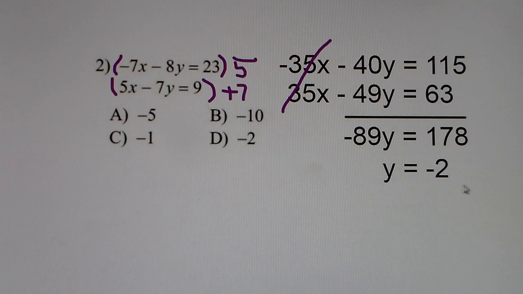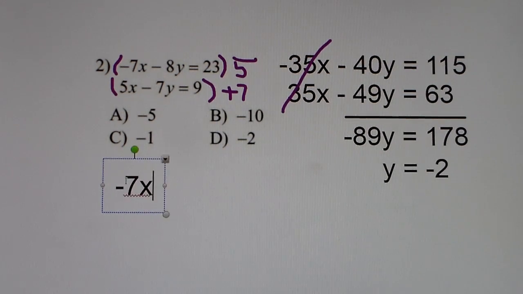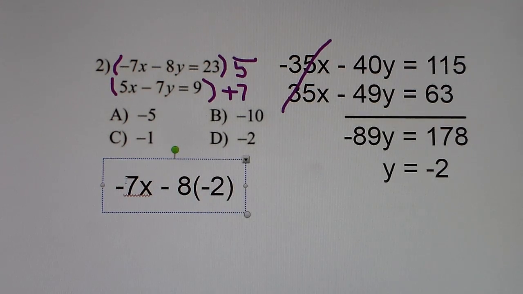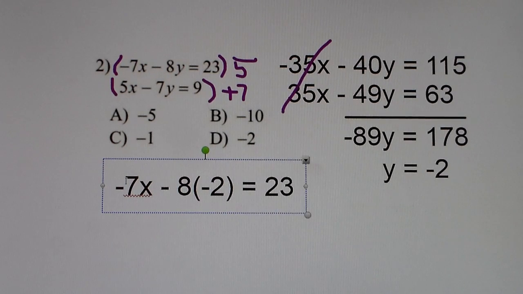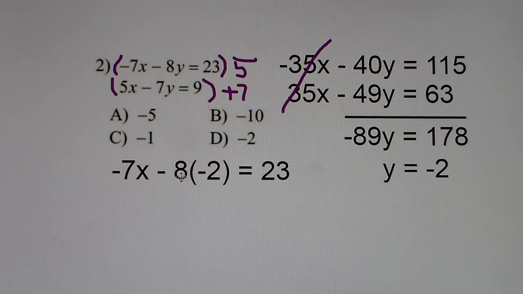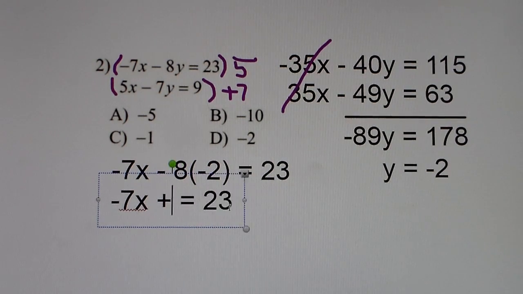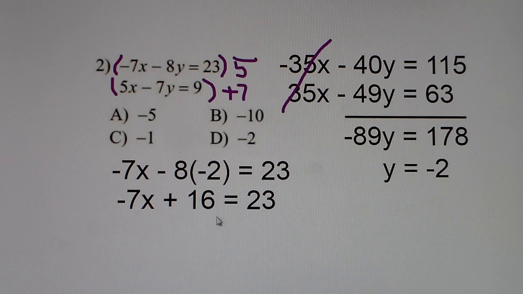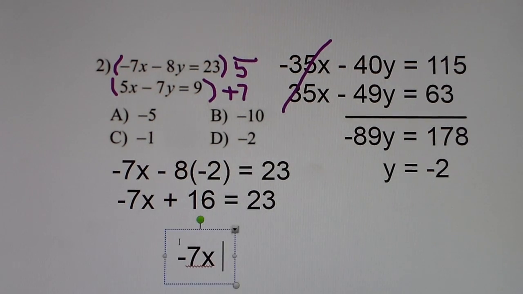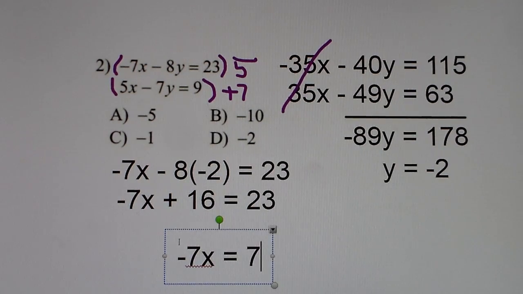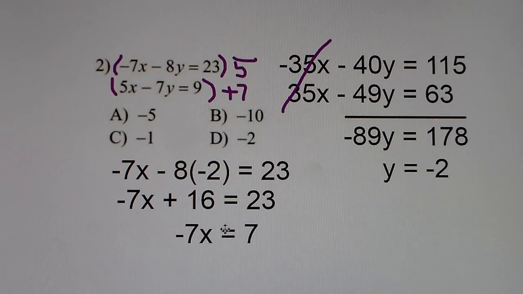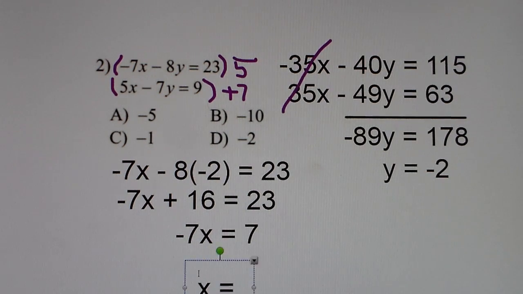Now that we've solved for y, we're going to take that negative 2 and put it in for y. We'll put it right into that first equation. Negative 7x minus 8, and now instead of y, I'm typing in negative 2 because we're replacing the y with negative 2. Negative 8 times negative 2 gets you positive 16. Subtract 16 from both sides. So 23 minus 16 gets you 7. Divide both sides by negative 7. You're going to get x equals negative 1.